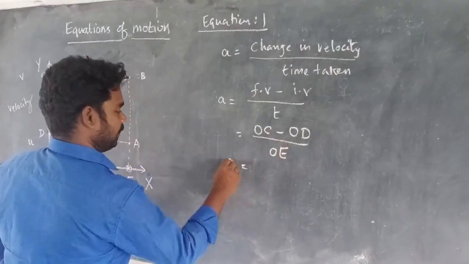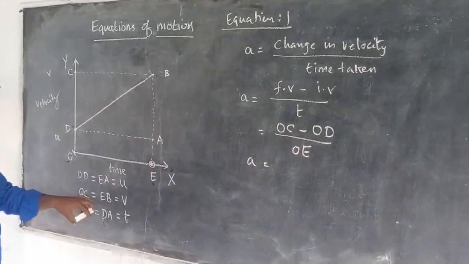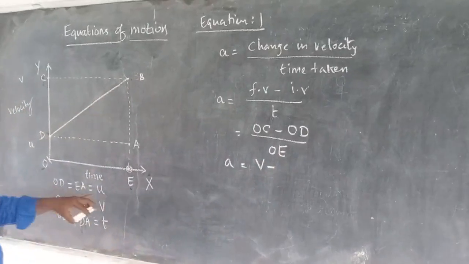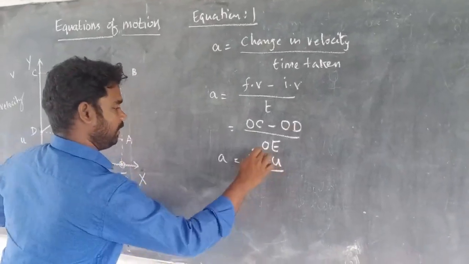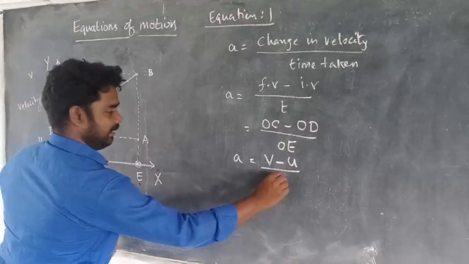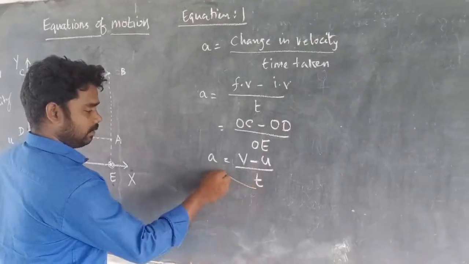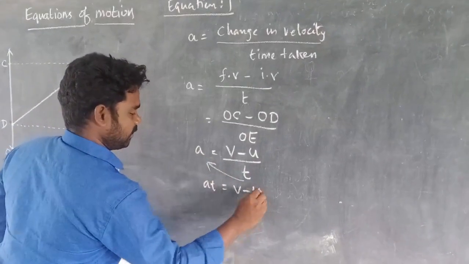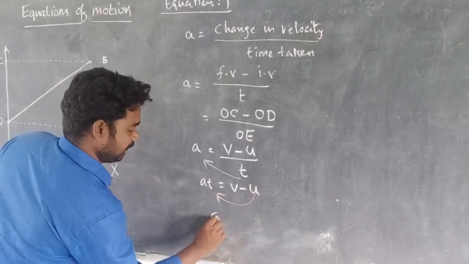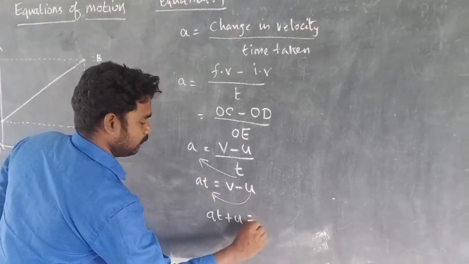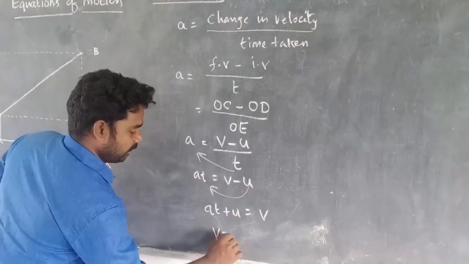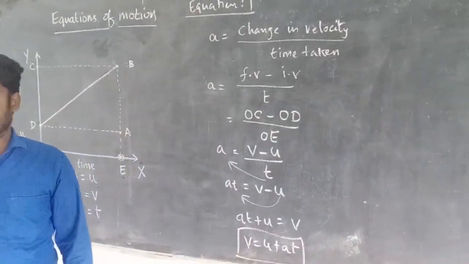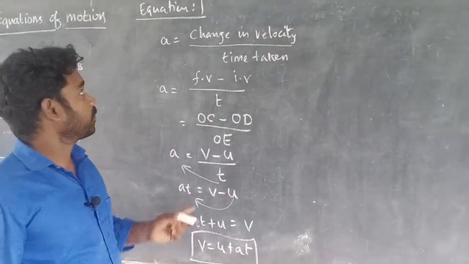Substitute these values here. a is equal to, what is the value of OC? It's v minus value of OD is u by the value of OE is t. Then we can take the value of t here. Then at is equal to v minus u. Then take this u here. at plus u is equal to v. We can have v is equal to u plus at. So this is the first equation of motion. Do you understand, children? Okay.